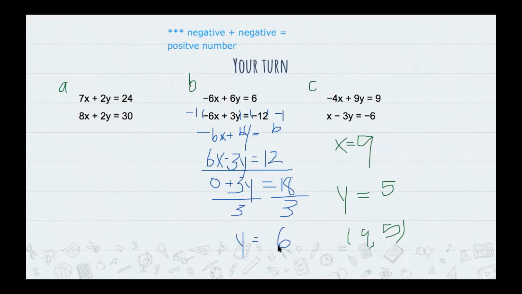6, right? So we want to find out x. So what would you do? How do you find out x? Same thing as the other question. Plug. Which equation do you want to use? Second. Second? All right. So we keep -6x plus 3y, but we already found out the y, so we just plug in 6 and it equals -12.